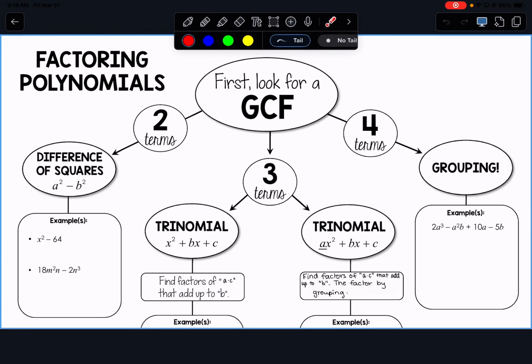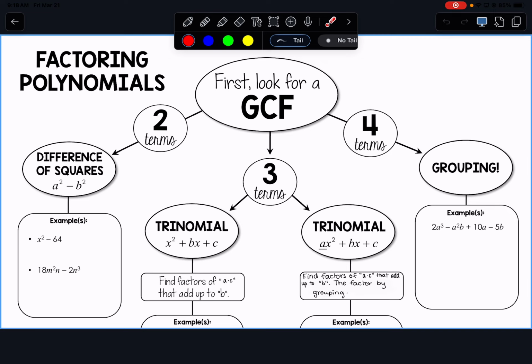All right, so first things first, we are going to go through this. Okay, this is the first thing we're doing today. So this does not take us very long, so let's pay attention. The very first thing you need to check for on any factoring problem is a GCF.